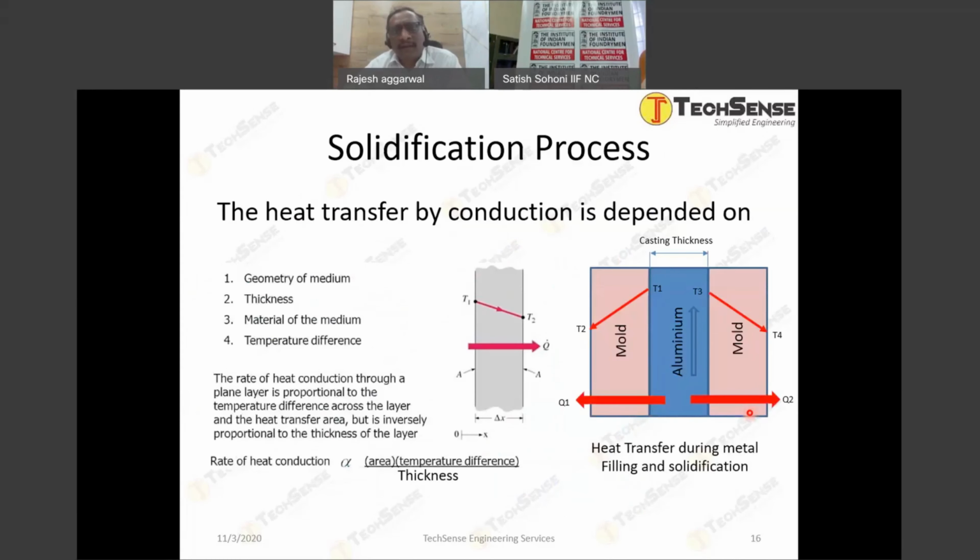Also, the heat transfer by conduction depends on the geometry of the medium, the thickness, the material of the medium, and the temperature difference. If we look at it in terms of the die casting process, aluminum is passing through the die on both sides, left and right. On the right side, the image shows the mold surfaces, and there is a heat transfer Q1 and Q2. This rate of heat conduction will directly depend on the area, the temperature difference, and the thickness. Right? So that is a basic heat conduction equation, which is very useful to understand to dive deep into the die casting process.